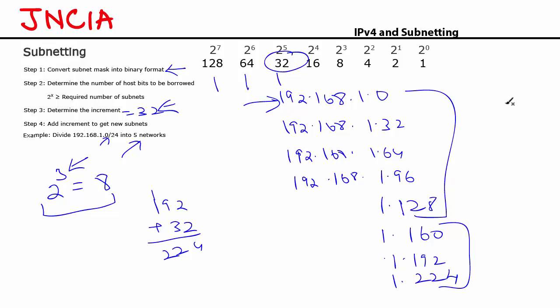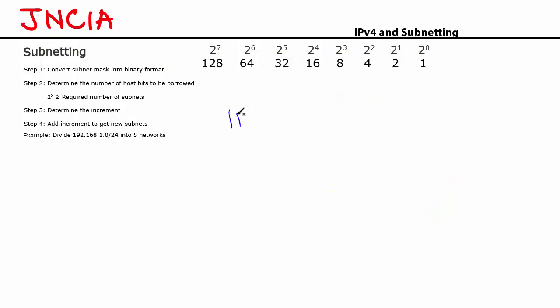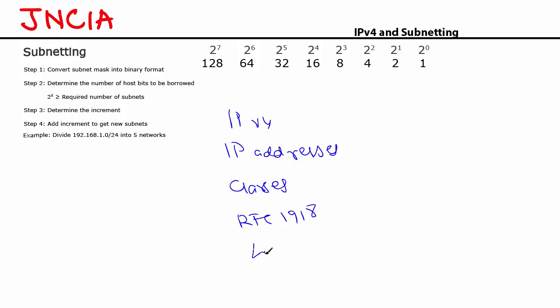So just to do a quick recap, in this video we looked at IPv4, we looked at IP addresses, we looked at classes of IP addresses, we also talked about RFC 1918 addresses, and then we talked about the loopback address. We talked about Subnet Mask, and finally we also touched upon subnetting. In the next video, we are going to continue to focus on subnetting.